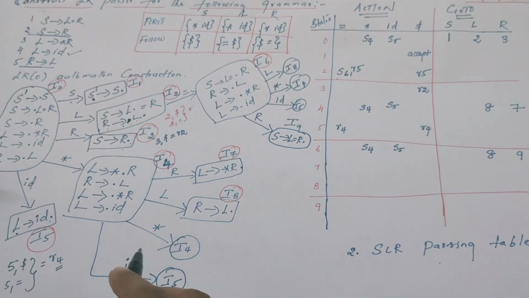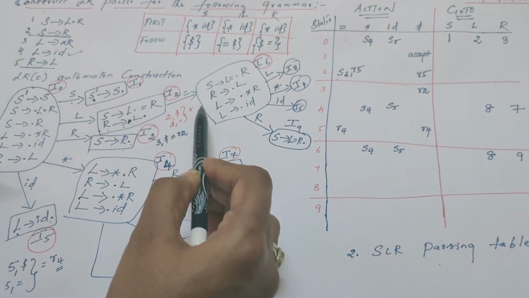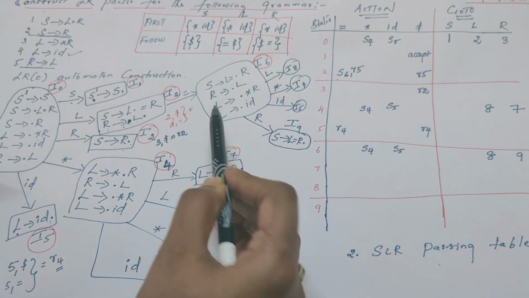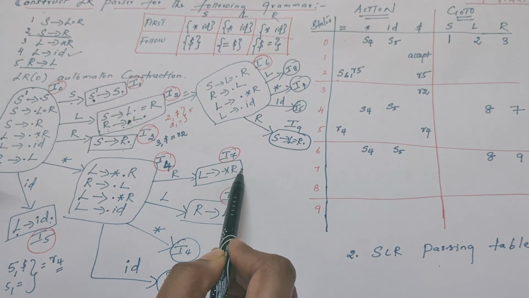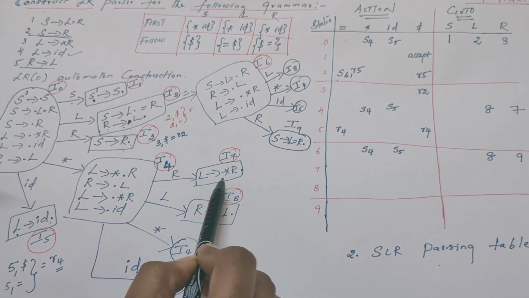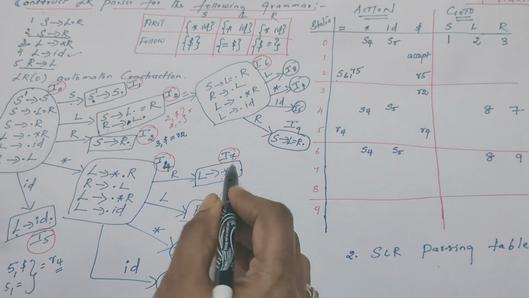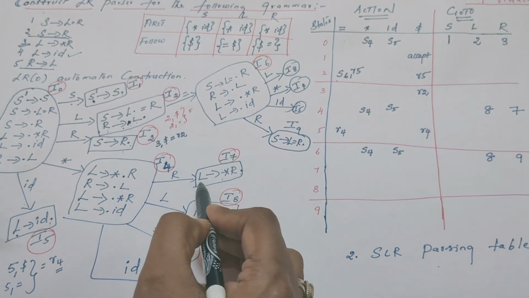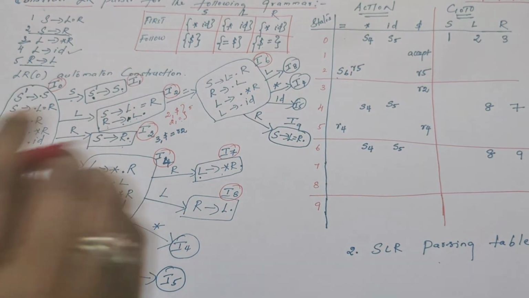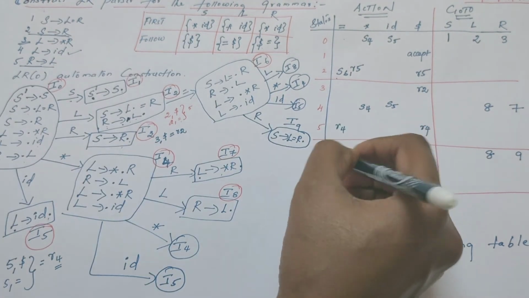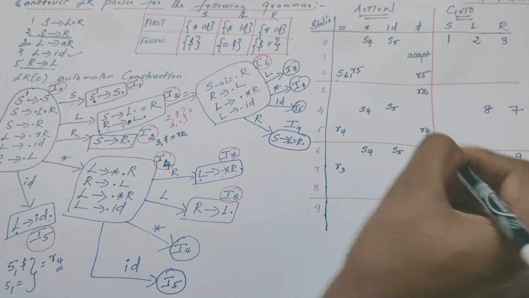Now move on to the state I6. I6 has no rule which has the dot at the right end. I7, yes, consider this rule. This rule has the dot at the rightmost end. What is the rule number? The rule number is 3. So where do I have to enter rule number 3? 7 comma follow set of L. 7 comma dollar and 7 comma equal to are R3. I have to enter the value R3 in both cells.